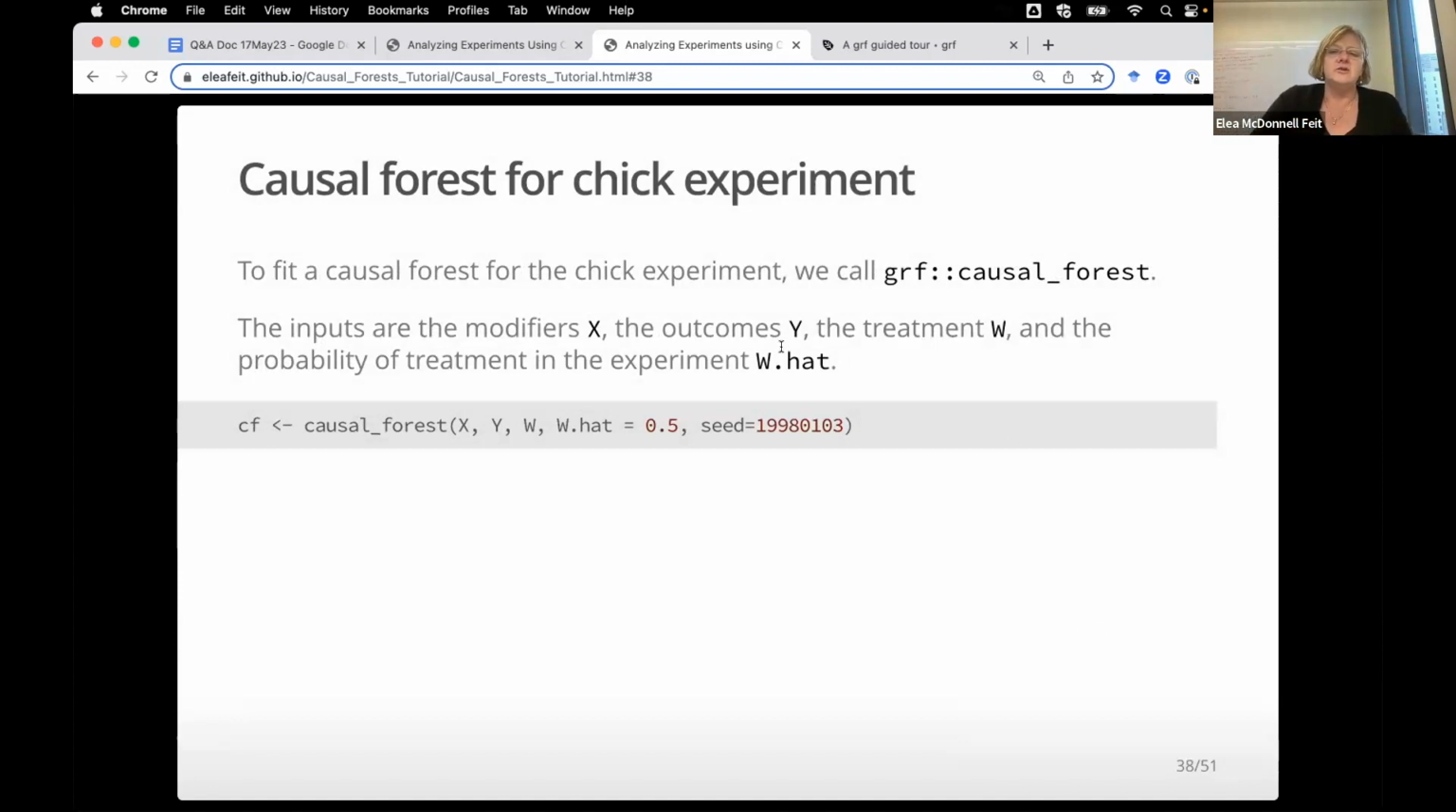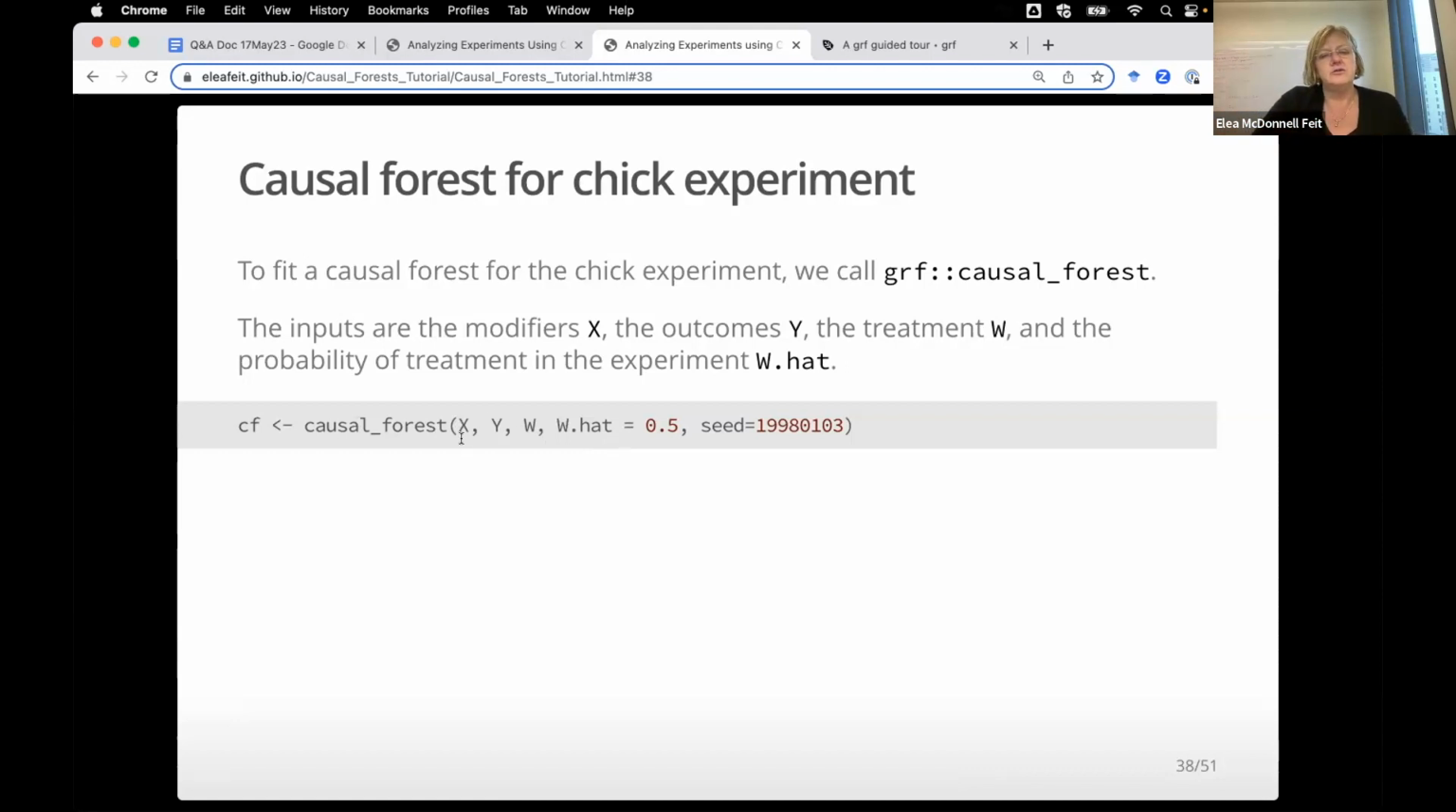It turns out, after all of that explanation, it's super easy to do with this package. We're going to call this function called causal forest. We have to give it X, Y, and now W. W is important. You also need to tell it this W hat, which is the probability in the experiment of being treated, which was 50-50 in this experiment.